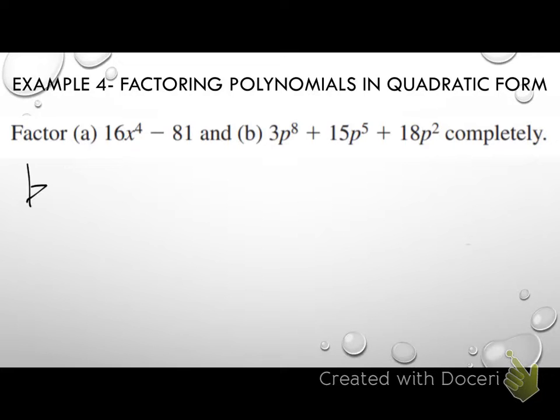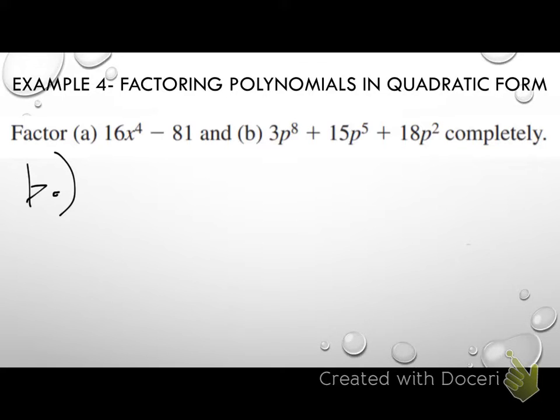Letter B. 3p to the 8th plus 15p to the 5th plus 18p squared. Any ideas what I might need to do here? Find the greatest common factor.